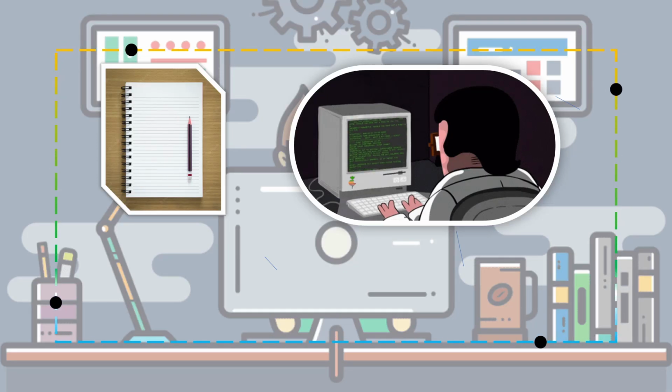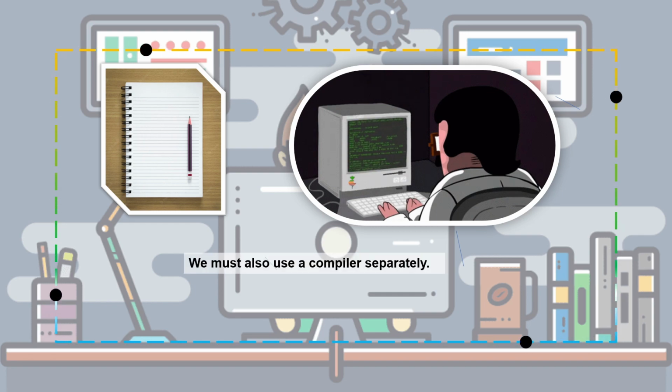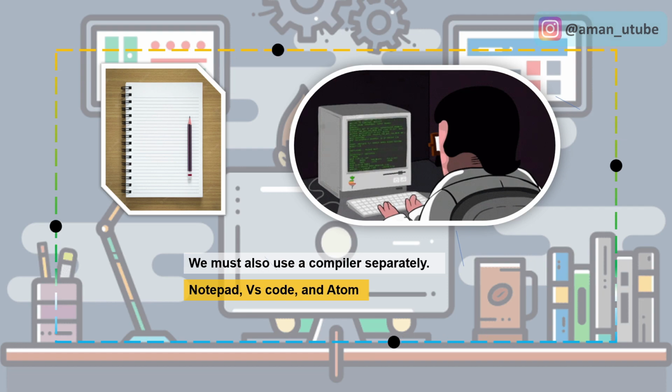But text editors don't allow us to compile our code. I mean, when we use a text editor, we must also use a compiler separately. We need a compiler so that we can compile our source code. Notepad, VS Code and Atom are examples of text editors.